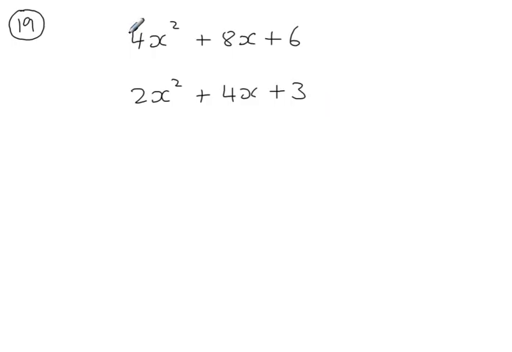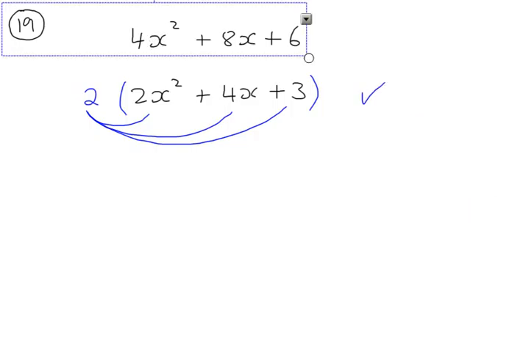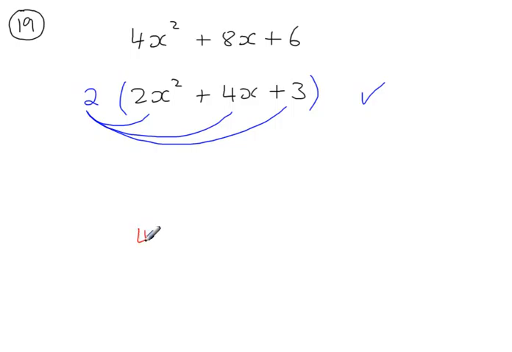If I want to divide all of these by 2, as it's an expression I will be forced to write times 2 on the outside like this. This is now correct. 2 times 2x squared gives you 4x squared, 2 times 4x gives you 8x, and 2 times 3 gives you 6. That's correct. Had this been an equation, so if I had 4x squared plus 8x plus 6 equals 0, then that wouldn't be an issue to divide by 2.